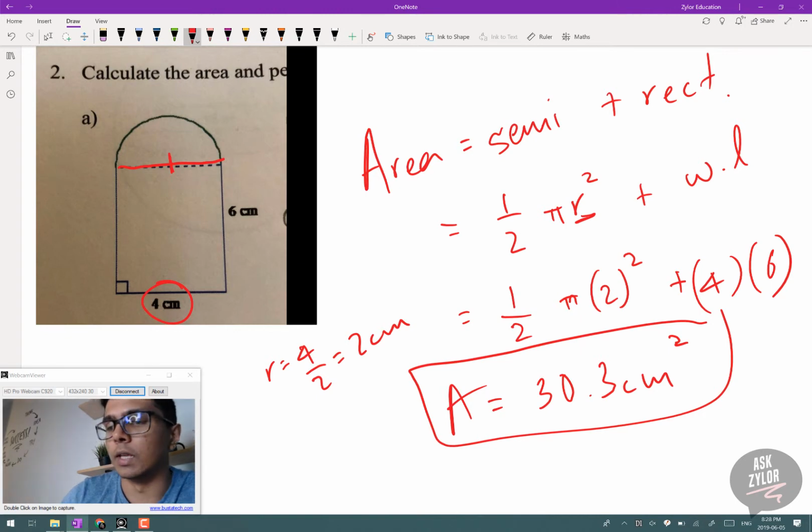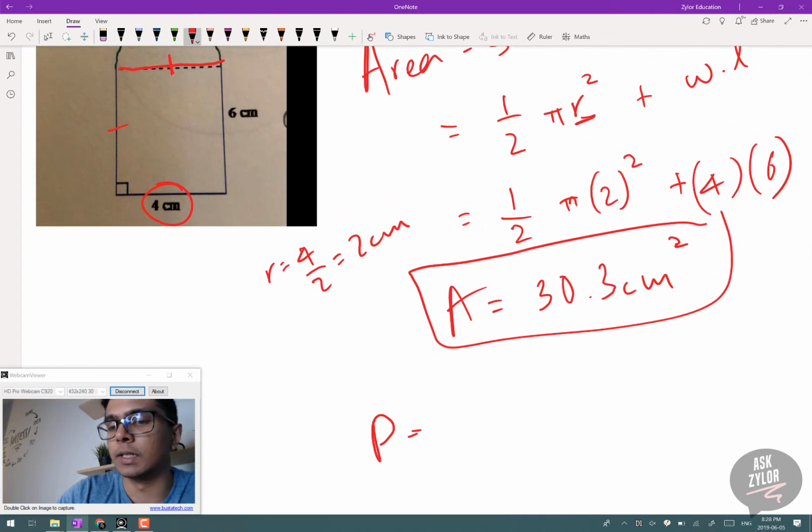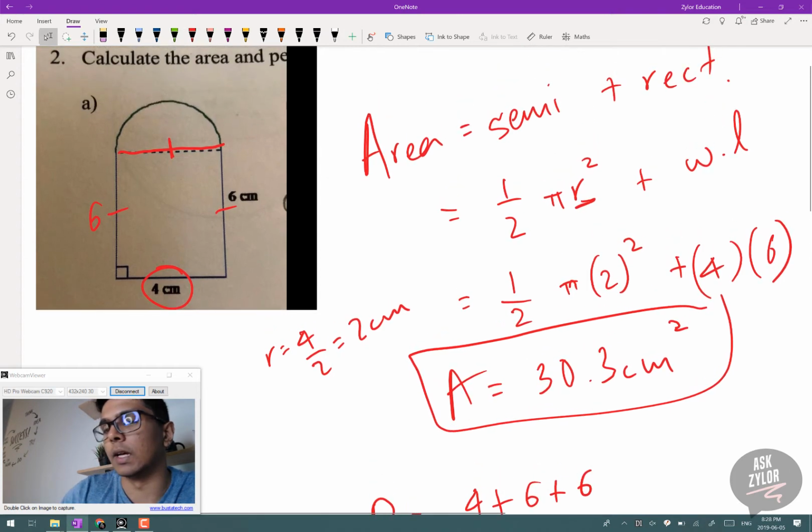Right. And then for my perimeter, I have 3 sides for my rectangle that I'm showing. So I have 4 plus 6 plus 6, and I need the circumference of half a circle, right?